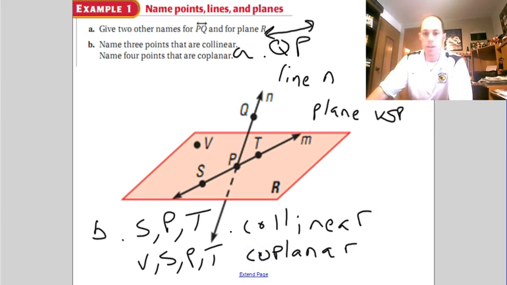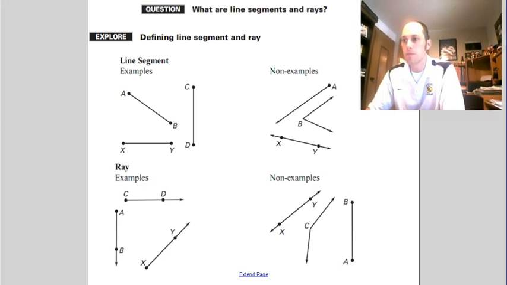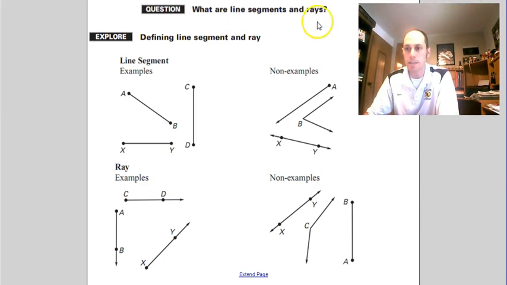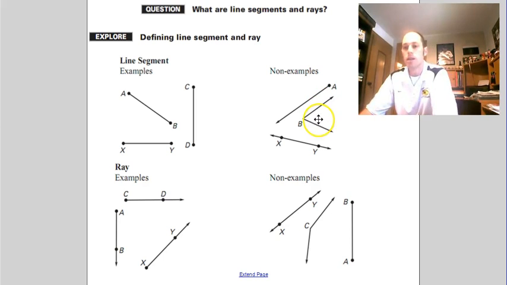Okay, so that's naming those points and lines and planes in different ways. Let's also get some other types of figures that we'll come across. Line segments and rays. Here are some examples of what are line segments and which ones are not line segments, and examples of what are rays and what are not rays. So pause the video and examine those and see if you can come up with how you would define a line segment or a ray.